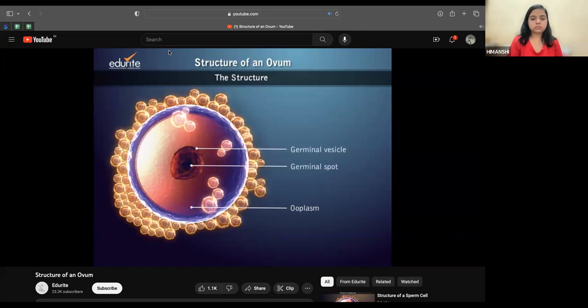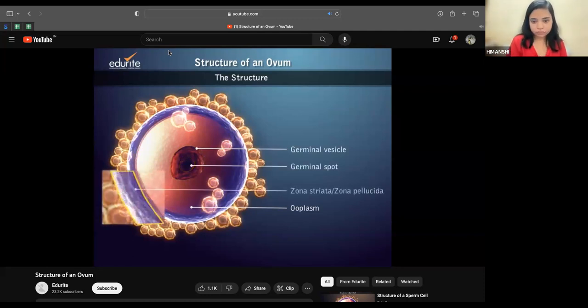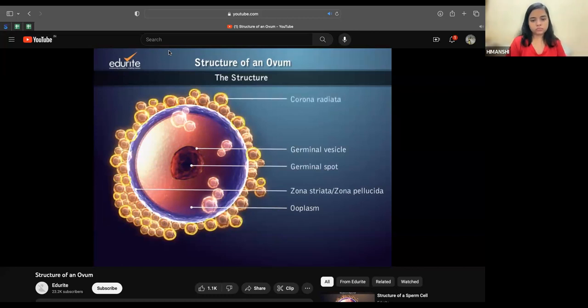The thick, transparent envelope covering the ovum is called zona striata or zona pellucida, and the several layers of cells derived from the follicle adhering to the outer surface are called corona radiata. Let's learn more about the different parts of the ovum.